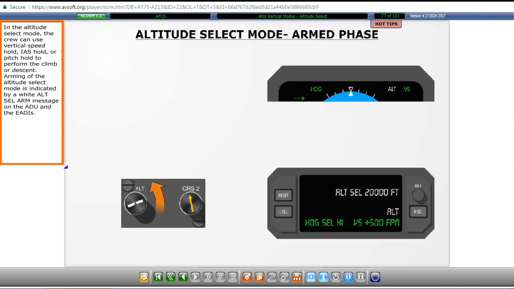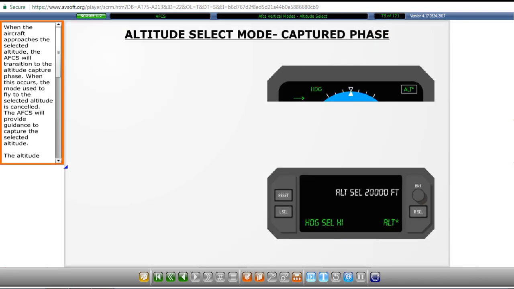In the altitude select mode, the crew can use vertical speed hold, IAS hold, or pitch hold to perform the climb or descent. Arming of the altitude select mode is indicated by a white altitude select arm message on the advisory display unit and the EADIs.